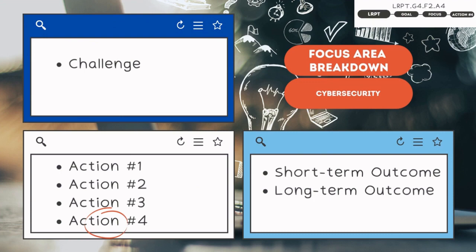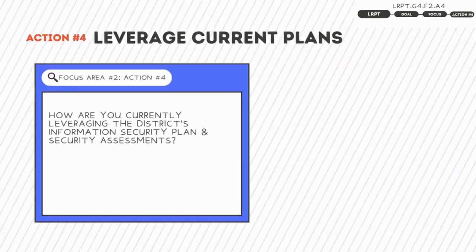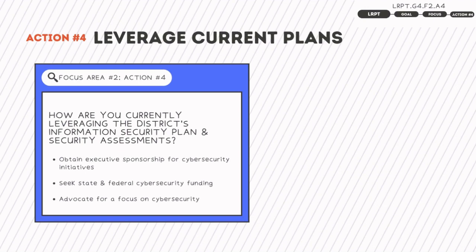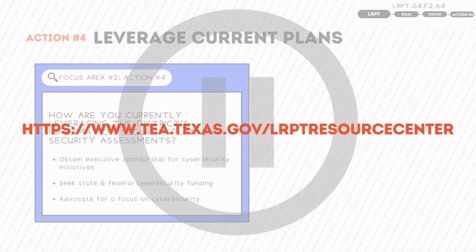The last action for this focus area is action number 4. Action number 4 is to leverage current plans. How are you currently leveraging the district's information security plan and security assessments? This plan and assessment data can be used to obtain executive sponsorship for cybersecurity initiatives, seek state and federal cybersecurity funding, and advocate for a focus on cybersecurity. Pause the video here to write in your workbook the ways in which you are currently using the district's information security plan and security assessments.